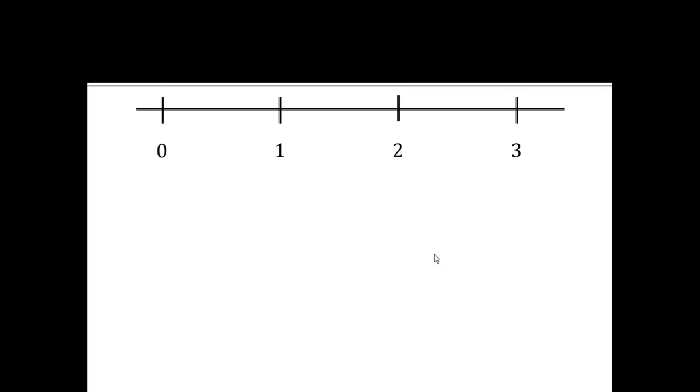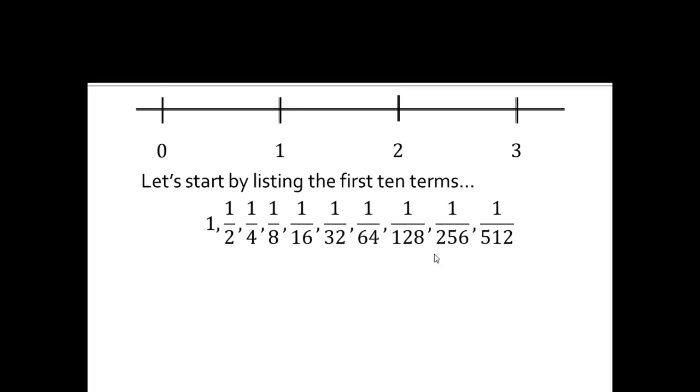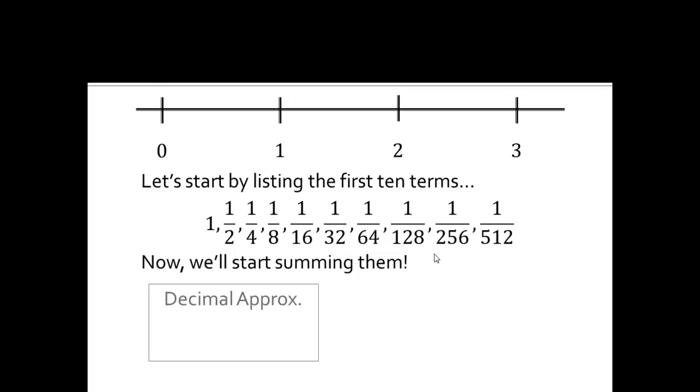So let's have a number line, 0 through 3. And I'm just going to start by listing the first 10 terms of the sequence I showed you. Alright, and this is what it looks like. A little spooky, but it's alright. Alright, so we're going to go ahead and start summing these up.